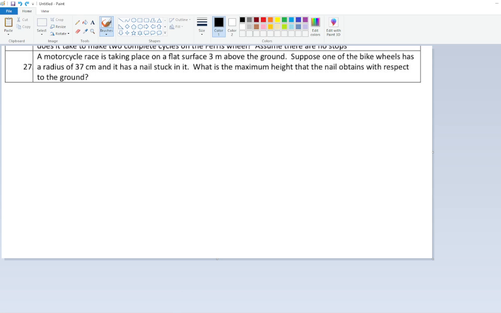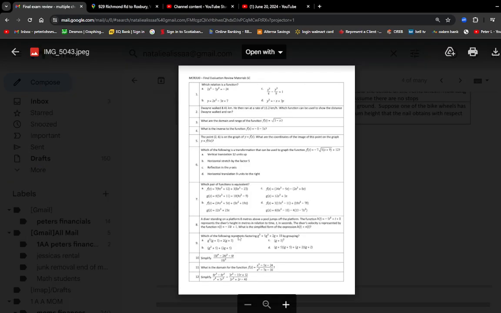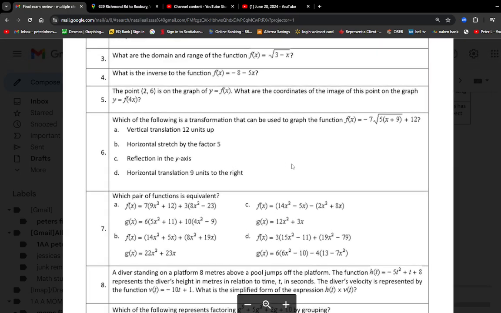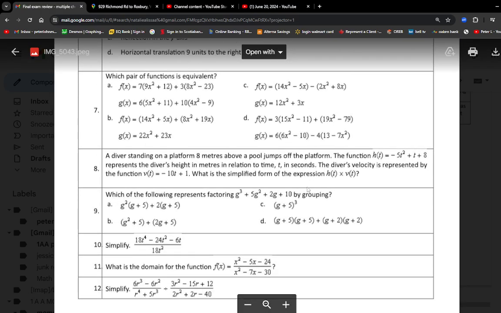Now wait, didn't we do 20? I think we did all this already. Yeah, we did all that stuff already. We want to do this stuff. There we go, page 1. Okay, simplify. There we go, let's start.